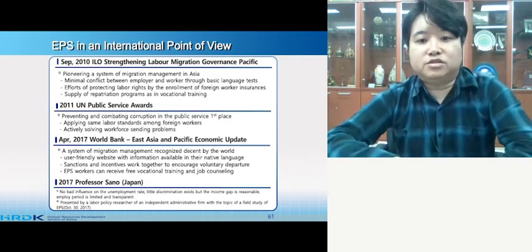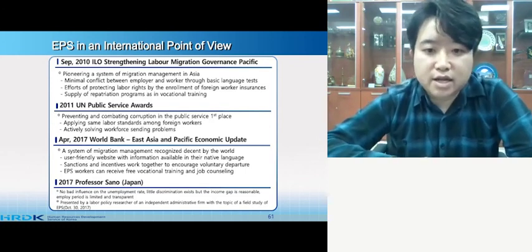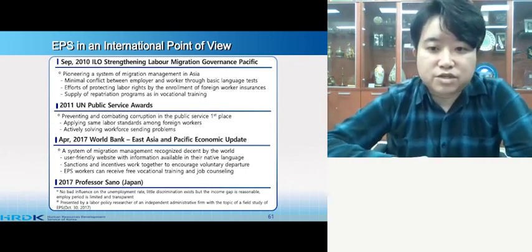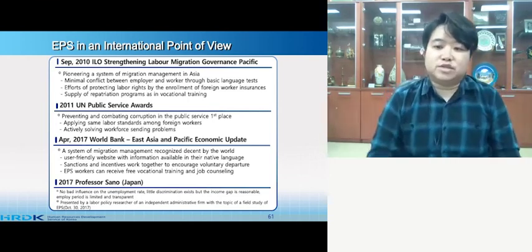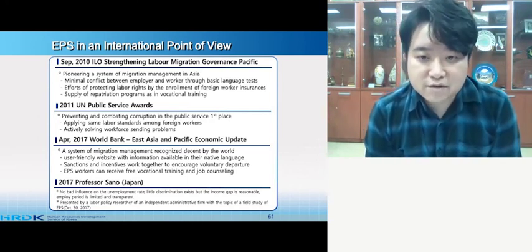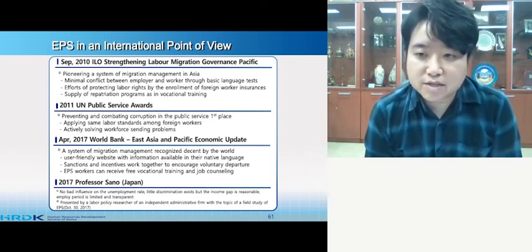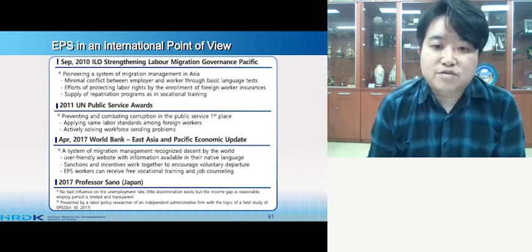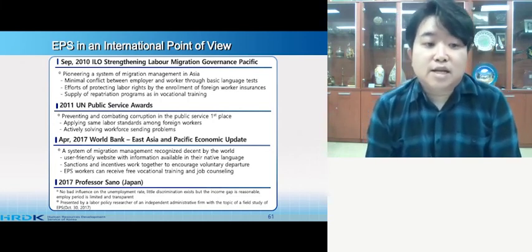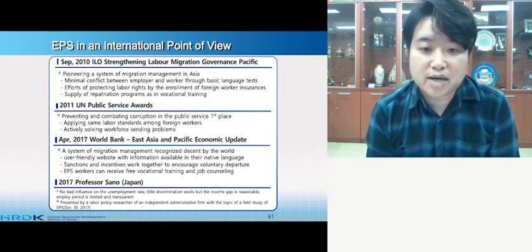And this is some international point of view on the EPS. In 2010, at the ILO conference, the EPS was evaluated as pioneering a system of migration management in Asia. And in 2011, we received an award from the United Nations for preventing and combating corruption in the public service, first place. And in 2007, at the World Bank Conference, they described the EPS as a system of migration management which is recognized as decent by the world.